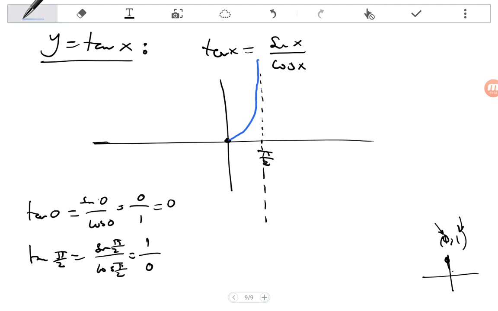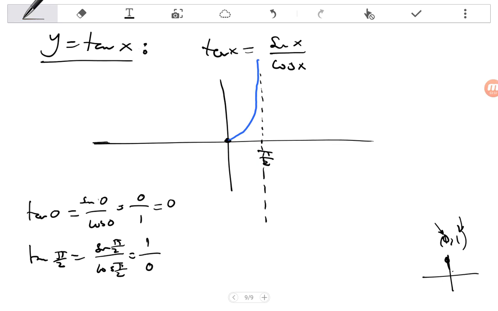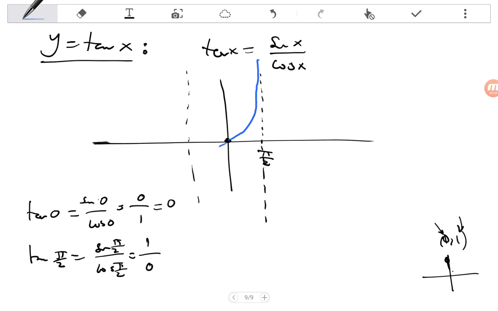We'll have just another one on the other side. It will be like this, at minus pi over 2. Okay? Then it will repeat itself.